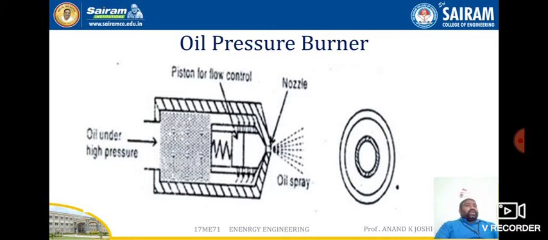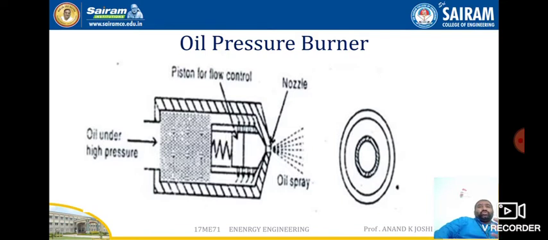Hence the oil under pressure is ejected out of the orifice, and it breaks down into fine particles and forms a conical oil mist and easily undergoes combustion. So this is one of the methods. Both the fuel and air are mixed properly, atomized and passed through the orifice, and it sprinkles. It breaks down into fine particles, forms a conical oil mist, and easily undergoes combustion.